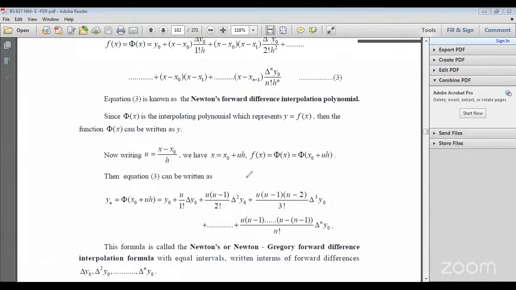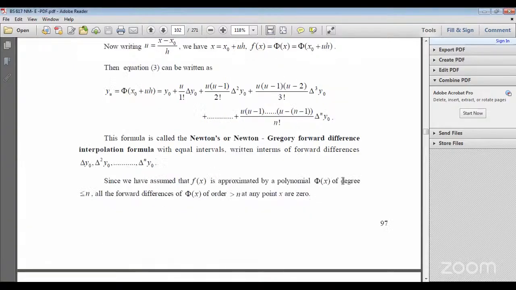And this formula is Newton's or Gregory's forward difference interpolation formula. So given the differences delta y0, delta square y0, and delta power n y0, we assume f of x is approximately a polynomial phi of x of degree less than or equal to n.